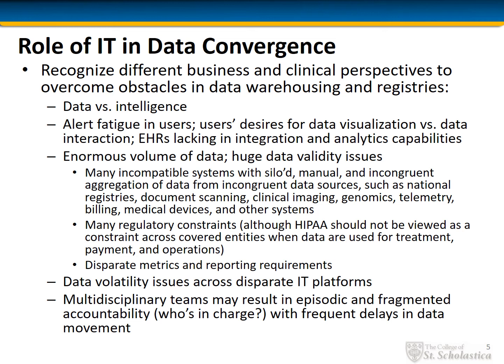Disparate metrics and reporting requirements are often a result of other types of regulatory constraints or simply further siloing of data uses across the entire industry. Normalizing such data to the extent possible is a key function of data warehousing.